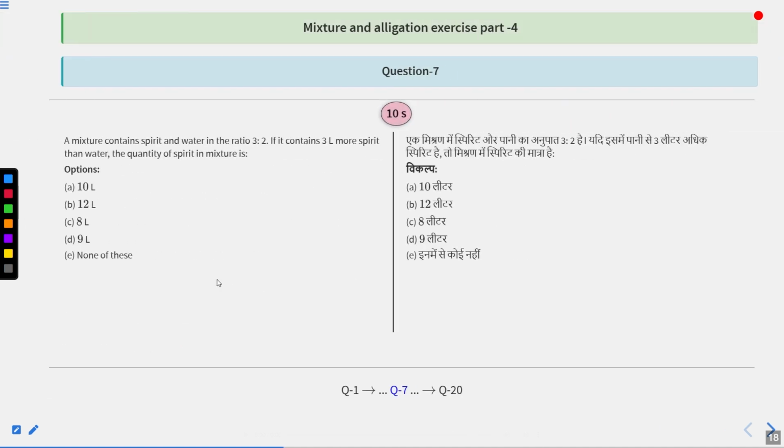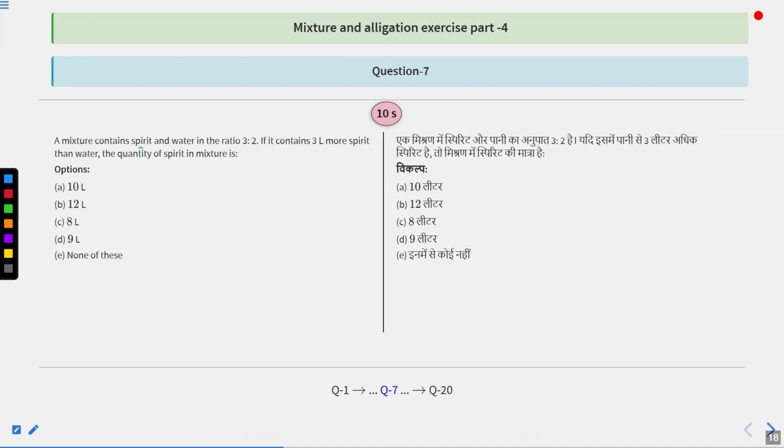Next one. A mixture contains spirit and water in ratio 3:2. If it contains 3 liter more spirit than water, find the quantity of spirit in the mixture. You have 5 options and 10 seconds to analyze the question. Your time starts now.